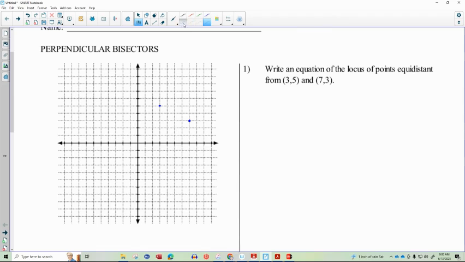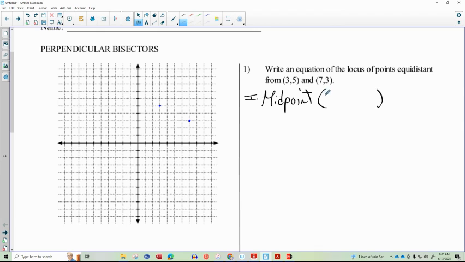Step 1, you've got to find the midpoint. Why? Because the midpoint is the exact point that the line we want to write the equation for is going to go through.